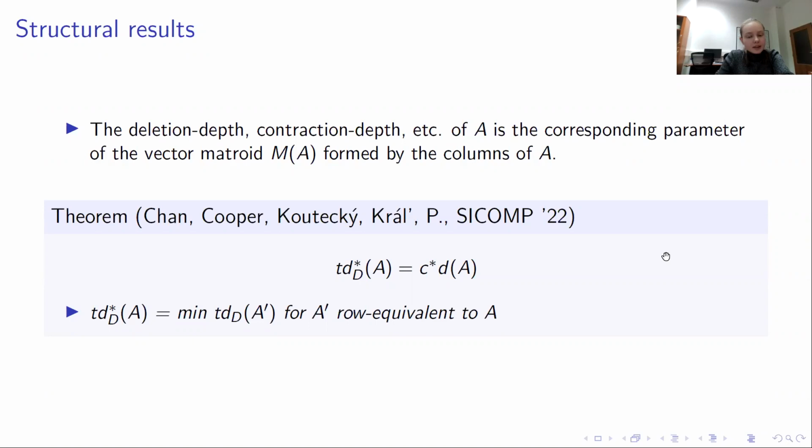And the first result here is the characterization of the optimal dual tree depth. So this TD star here will mean the smallest dual tree depth of all row equivalent matrices. And what we did, we showed that this TD star, the optimal dual tree depth, is in fact equal to the contraction start depth of the matroid, or of the matrix.